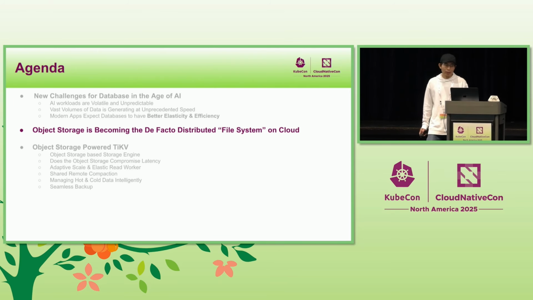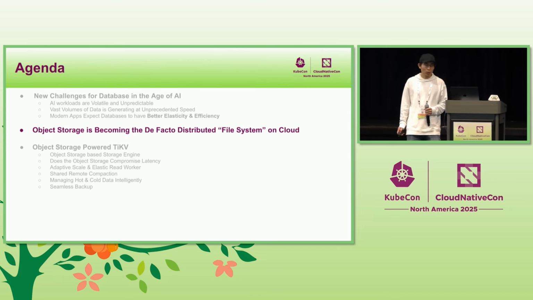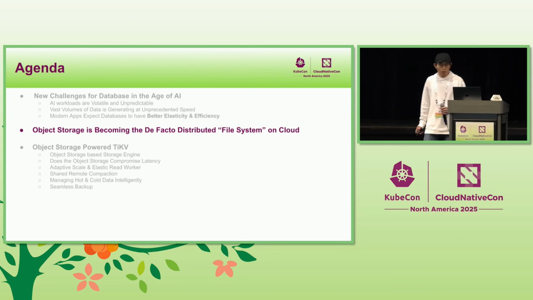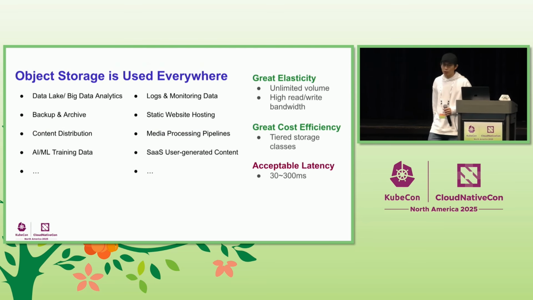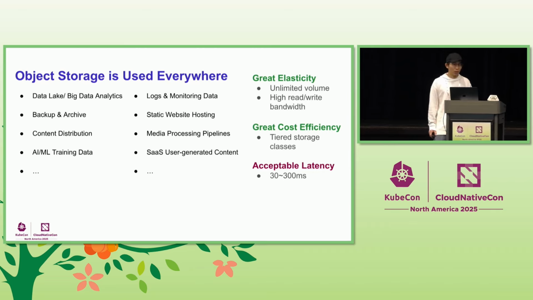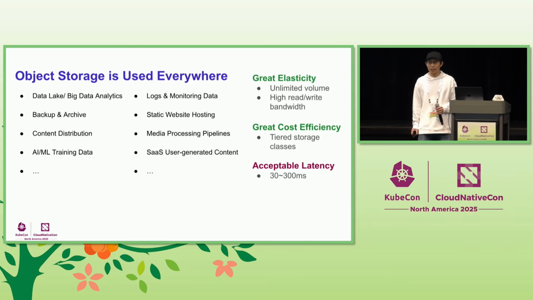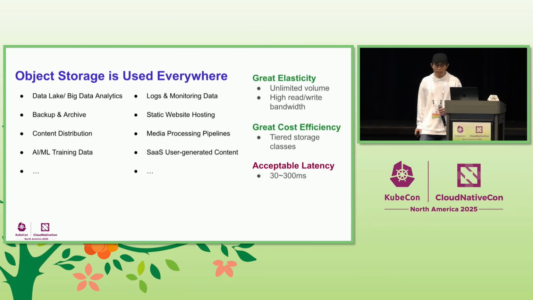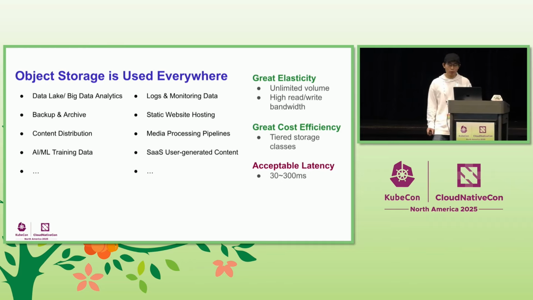And the second topic is about object storage. Object storage is becoming the de facto distributed file system on cloud. Because of the great elasticity and the great cost efficiency of object storage, it is used nearly everywhere, like analytical databases, backup, and AI training data. And the latency is acceptable for those systems.